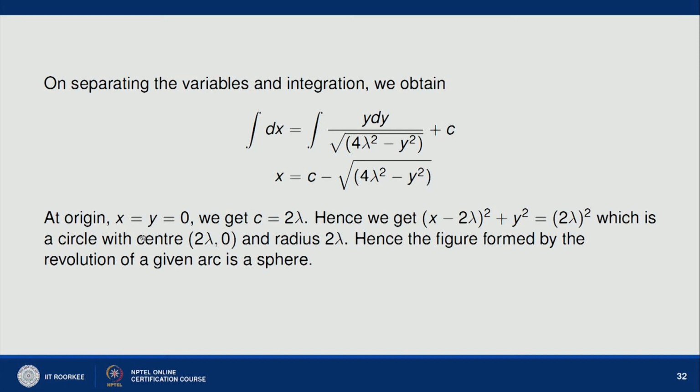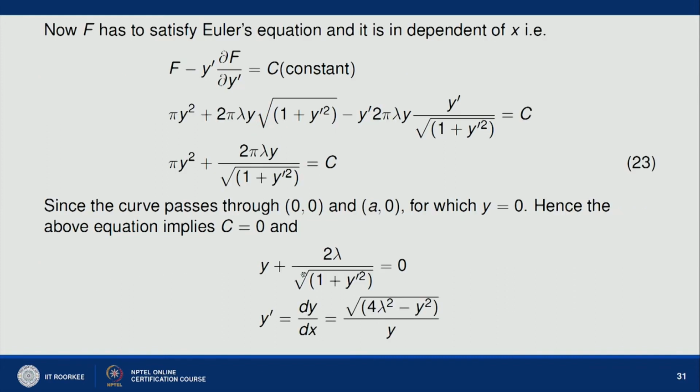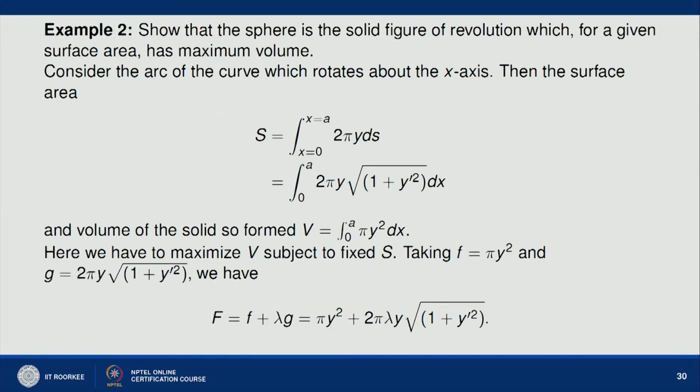Now we have the boundary condition that the curve passes through the origin, that is x equal to 0, y equal to 0, so we get c equal to 2 lambda. Hence our extremal curve will be x minus 2 lambda whole square plus y square equal to 2 lambda whole square, which is nothing but a circle with center (2 lambda, 0) and radius 2 lambda. Hence the figure formed by the revolution of the given arc is a sphere. That is what we have given here.